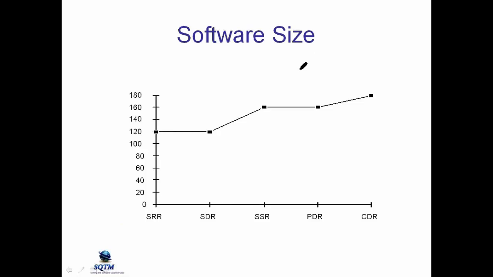One of the first metrics I'm going to be talking about is software size. How large is it? Let's take a look. These are the official IEEE names, so you don't have to memorize them. Let's say these things are in the very beginning when you're analyzing the problem. This is when you have the software requirements. This is where you have the preliminary design, and this is when you have your detailed design.